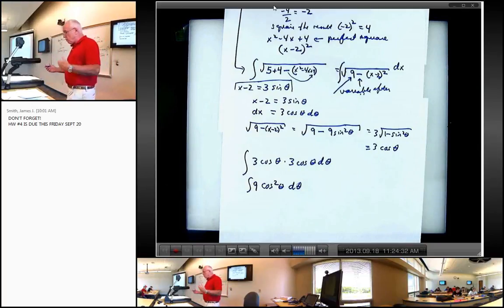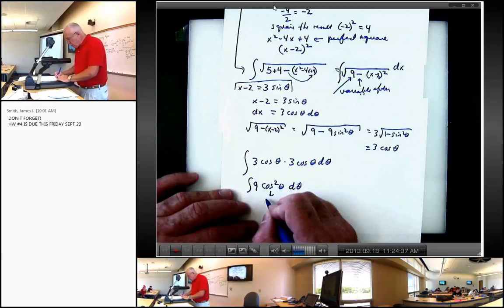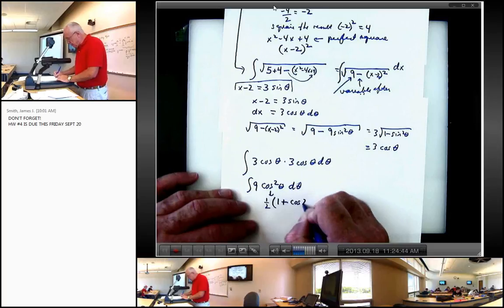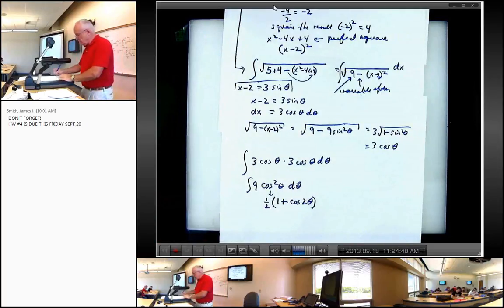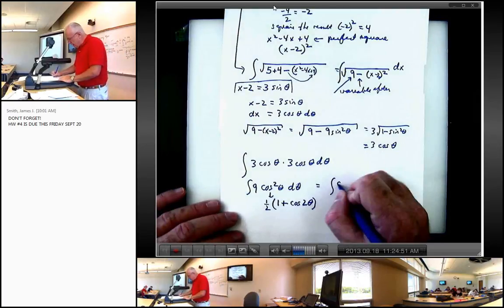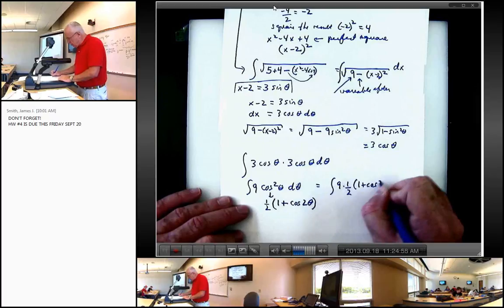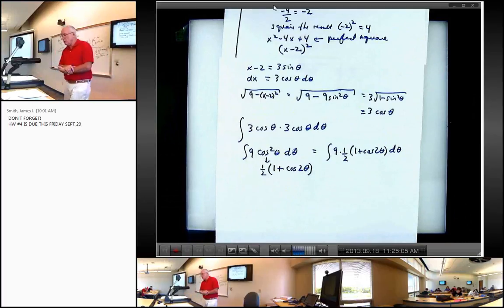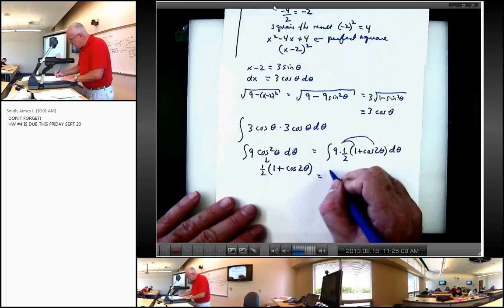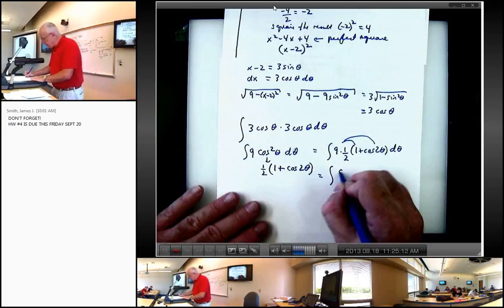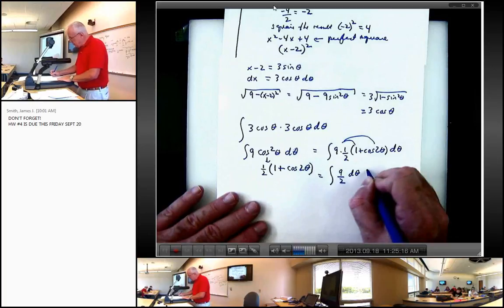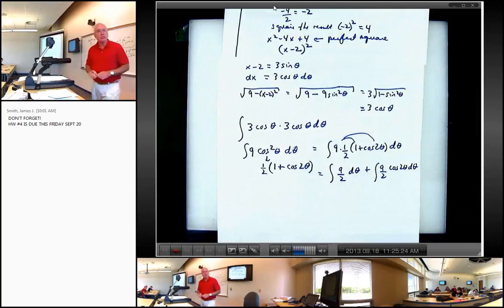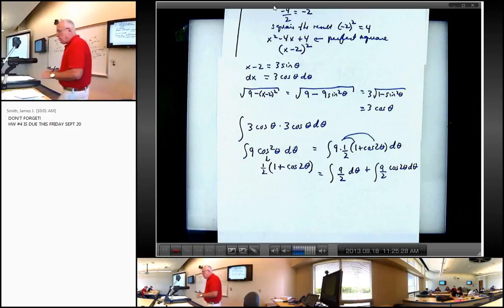So we have a cosine squared, and we're going to use that nice little formula because we want to get the antiderivative here. The cosine squared can be replaced by 1/2 times 1 plus the cosine of 2 theta. So we're now going to have 9 times 1/2 times 1 plus the cosine of 2 theta d theta, and we'll be able to get that antiderivative. Let's separate it out here a little bit: 9 over 2 times 1 is 9 over 2 d theta, plus 9 over 2 times the cosine of 2 theta d theta. Separate it out into two, and we can get these antiderivatives.